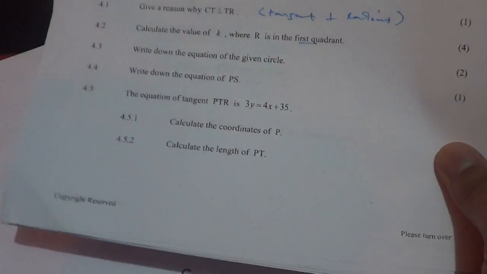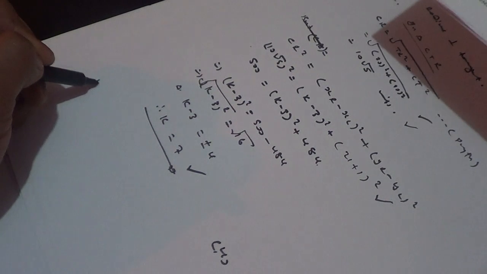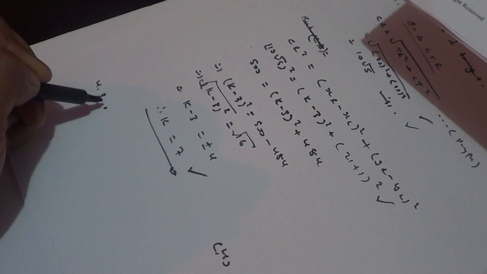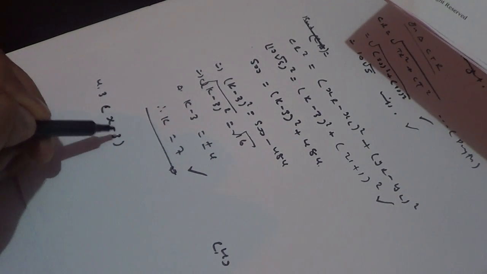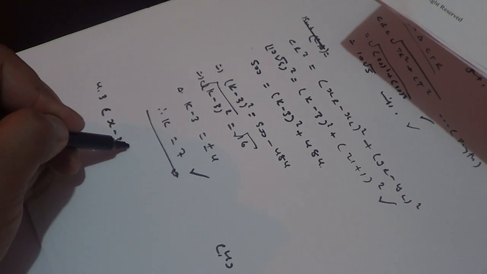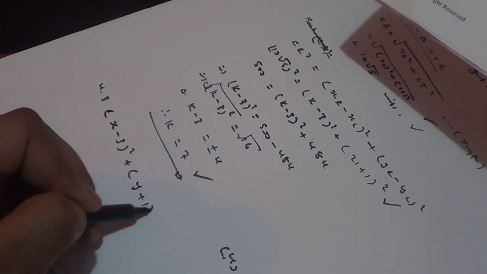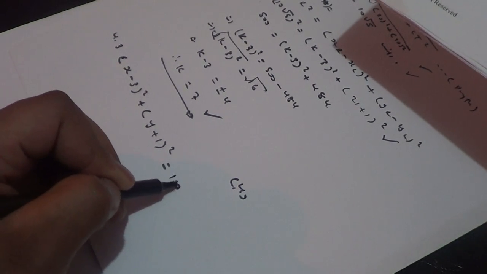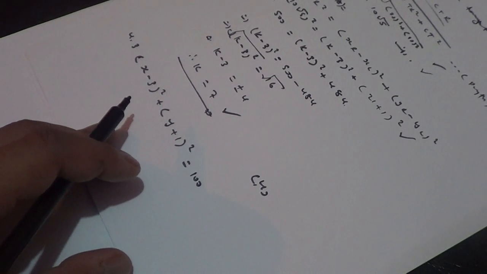Okay, now it says write down the equation of the circle. 4.3. The equation of the circle is going to be (x minus 3) squared, you always put the opposite sign for these ones, plus (y plus 1) squared equals 100, because 10 squared is 100. That was the radius.